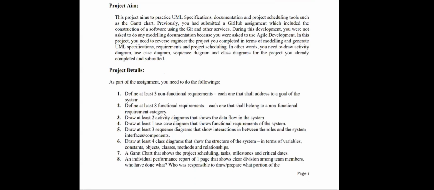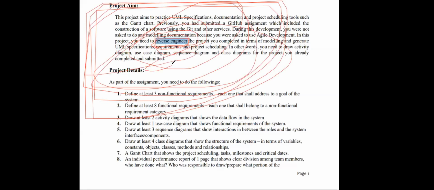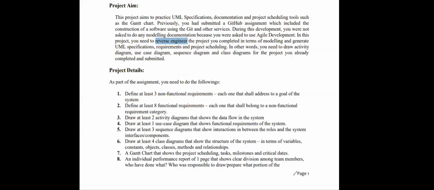Previously, you submitted a GitHub assignment, which included the construction of a software using Git and other services. During this development, you were not asked to do any modeling documentation because you were using agile development. In this one, however, you're going to reverse engineer, and I want to underline reverse engineer maybe 10 times, because you need to understand how reverse engineering is done in order to do this project. So perhaps I should underline this word several times to emphasize its importance.